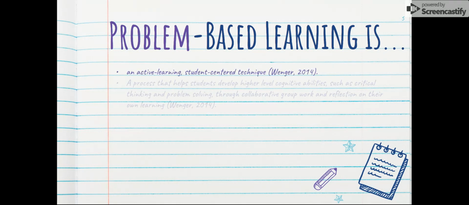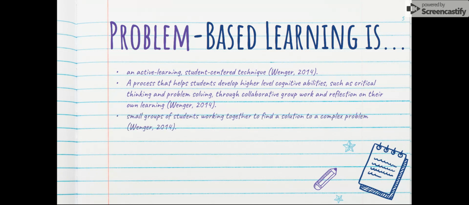So with problem-based learning, it's an active learning, student-centered technique that allows students to develop high-level cognitive abilities such as critical thinking, problem solving, and they'll work in a group as they reflect on their learning. Often it will be small groups working together to find a solution to a given complex problem. And students will also be able to create an open-ended solution to the problem. They'll interpret their solution in different ways.